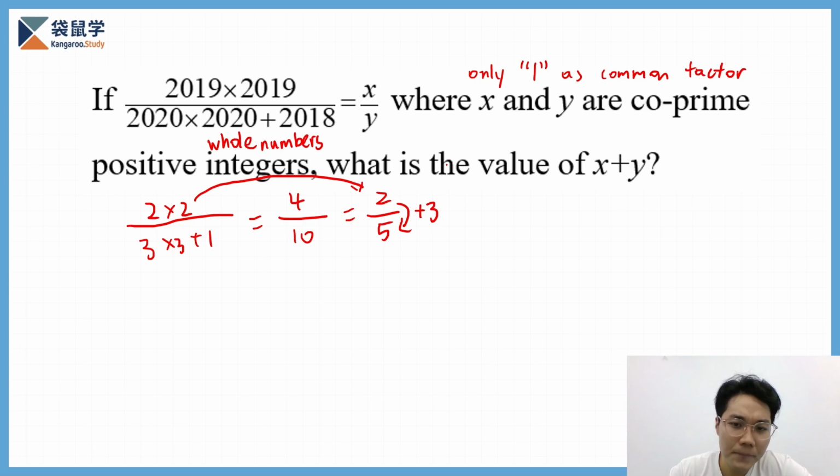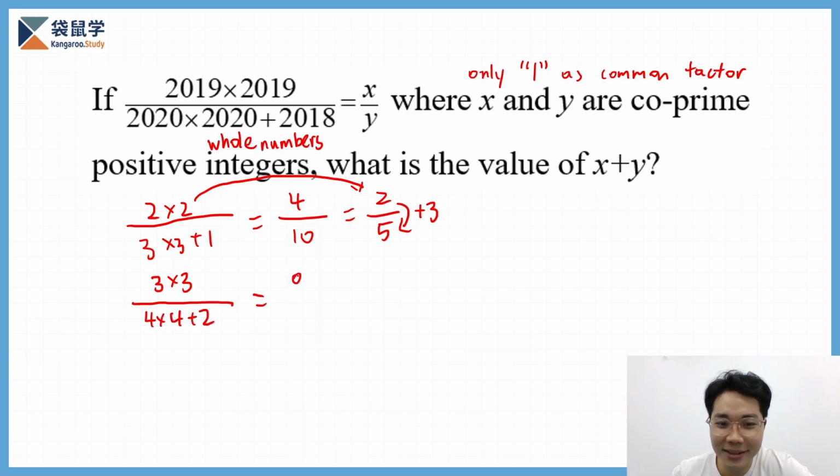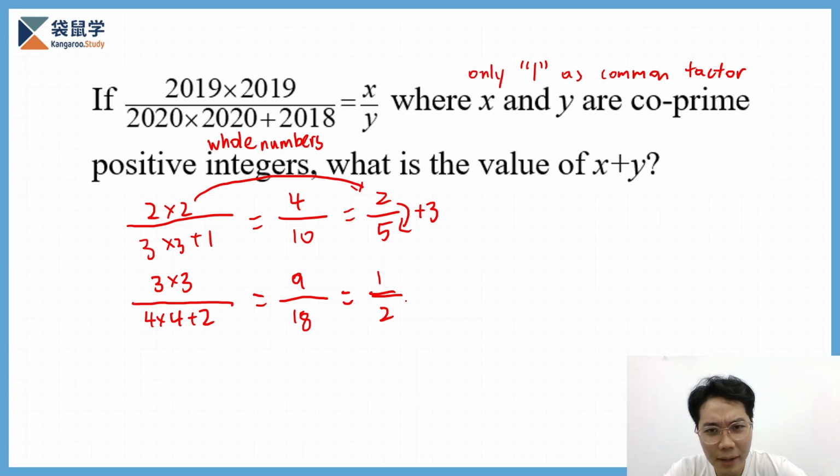Okay. But is this always the case? Let's check with the next one. The next number will be 3 times 3. And this time, the denominator should be 4 times 4 plus 2. The numerator will be 9, and the denominator will be 18. Of course, this one we can also simplify to 1 over 2. But this time, the numerator is not the same, right? But does that have to be the case? Definitely not, right? Because with fractions, we can always change them. So, if we want the numerator to be 3, then the denominator will be 6.